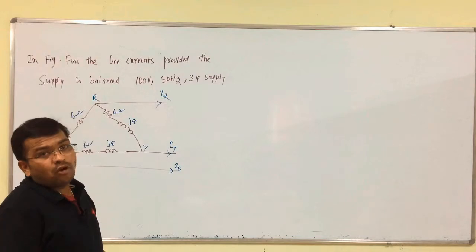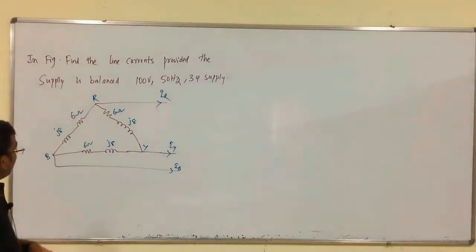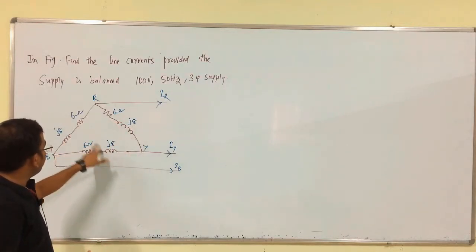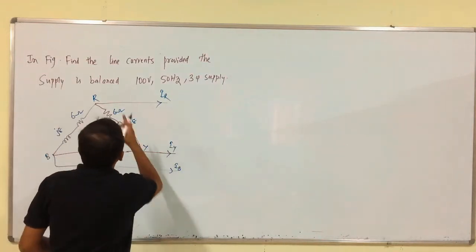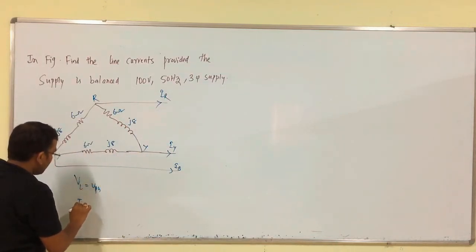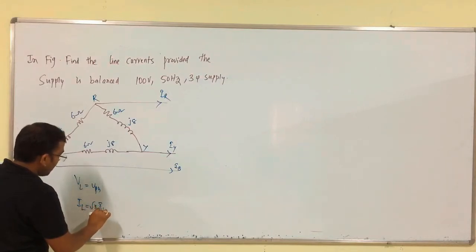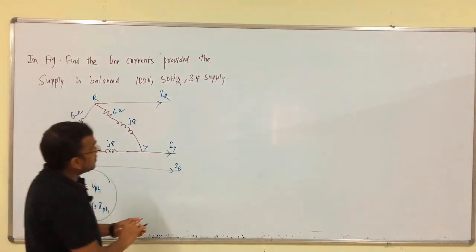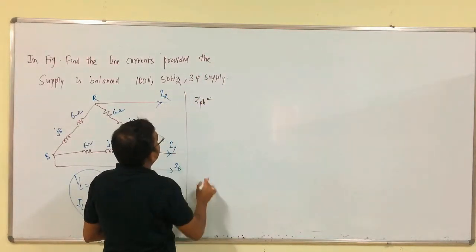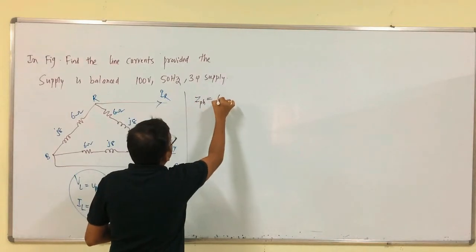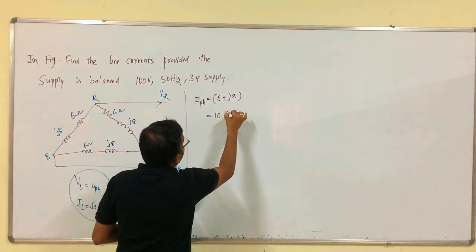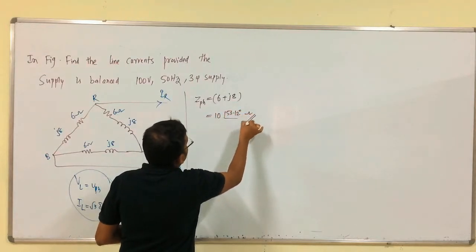Now, we have to discuss one more problem. Here also in each phase we have impedance 6 plus J8, that is an RL load. This is a delta connected supply system. First we write VL equals V phase and IL equals root 3 I phase. The impedance per phase is 6 plus J8, which equals 10 at an angle 53.12 ohms.